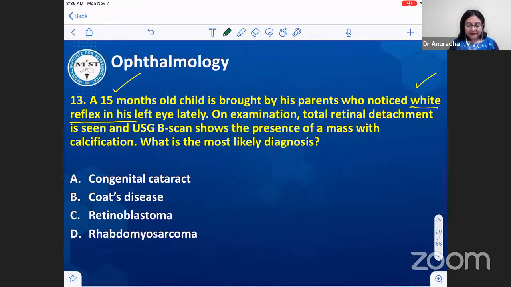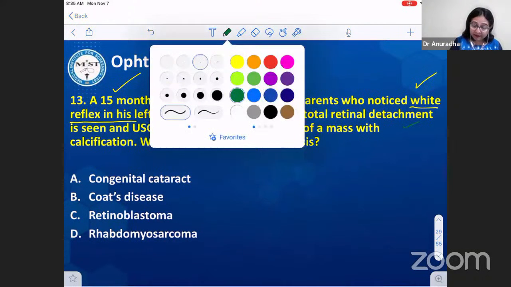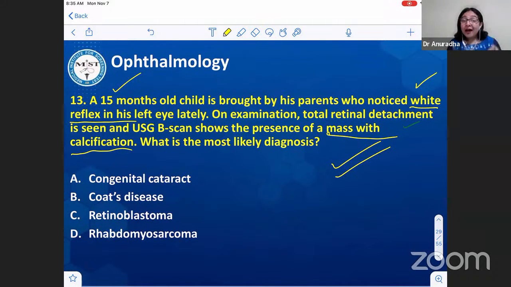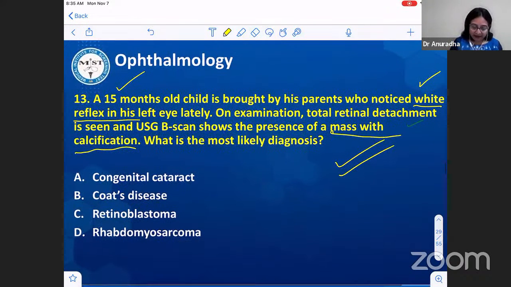So white reflex. Then on examination, total retinal detachment is seen. And then on ultrasound, the mass is seen with calcification. So all these are your key points, beta, in this information. A child, age group 1.5 years, white reflex, a mass in the retina with calcification. Your diagnosis should be retinoblastoma.